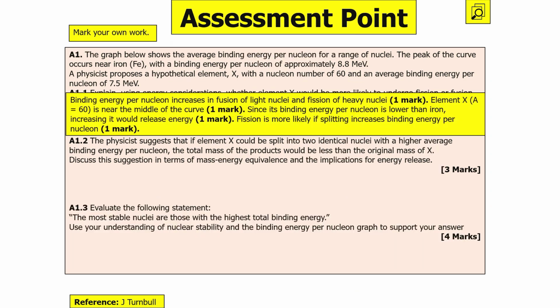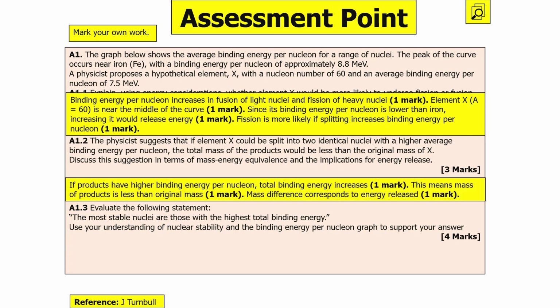In our first one, the binding energy per nucleon increases in fusion of light nuclei and the fission of heavy nuclei. Element X is near the middle of the curve. Now, since its binding energy per nucleon is lower than iron, increasing it would release energy. So therefore, fission is more likely if splitting increases the binding energy per nucleon. Now, if the products have a higher binding energy per nucleon, the total binding energy will increase. So this means that the mass of the products is less than the original mass. So the mass difference corresponds to the energy being released.